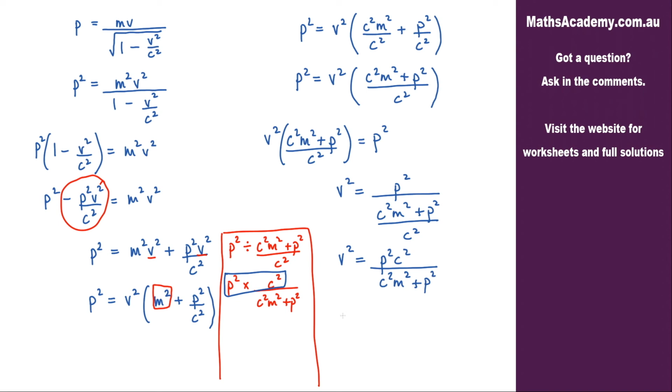And the last thing to do is to take the square root of both sides. So we have the square root of, let's change this to c squared p squared over c squared m squared plus p squared.